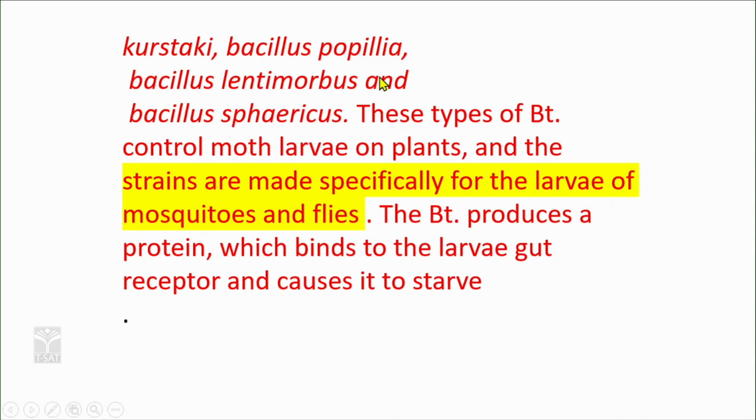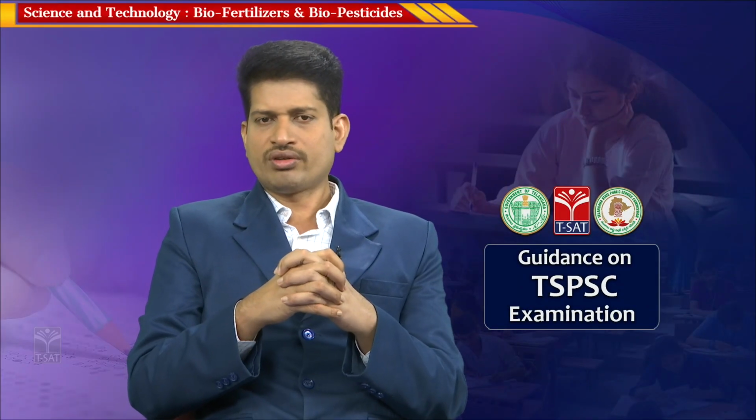Bacillus popilliae, Bacillus lentimorbus: these are some species of Bacillus microorganisms which can be used as pesticides against certain pests. These types of Bt control moth larvae on plants, and the strains are made specifically for larvae of mosquitoes and flies. So, there are certain bacteria, genetically modified strains, which can infect larvae of mosquitoes and flies which cause harm to the plant.